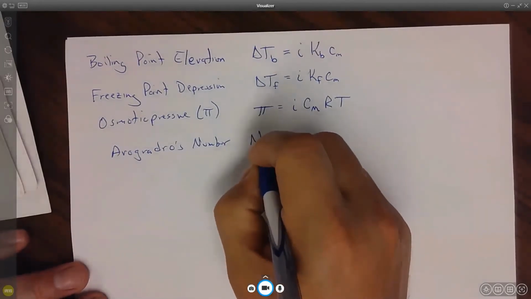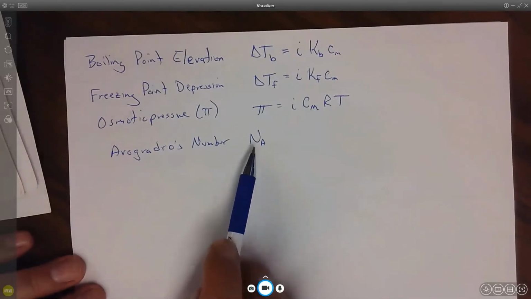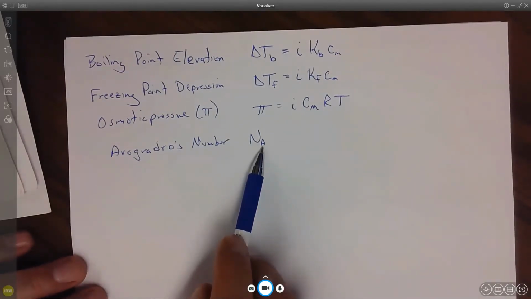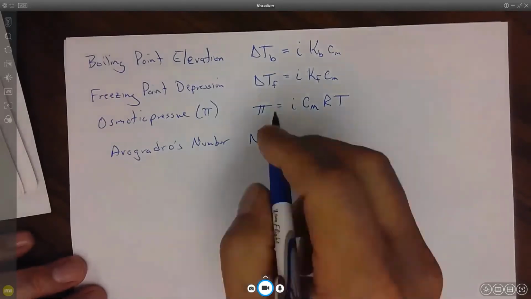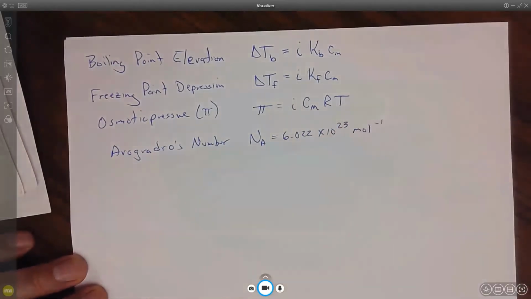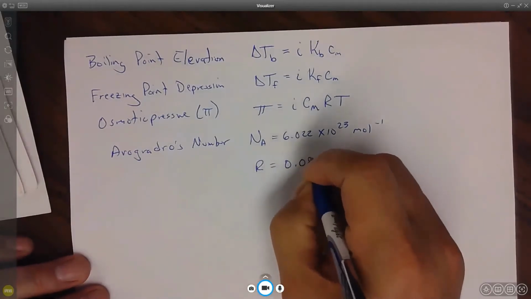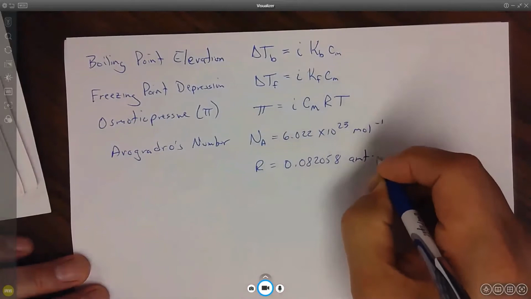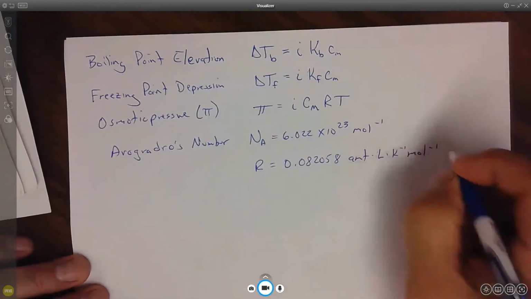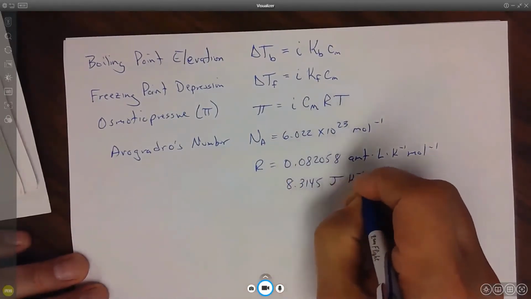And then we have Avogadro's number, which we give the variable, again, all the variables are italic. I can't write italic. So that's N subscript capital A, not to be confused with Na, which would be sodium. So Avogadro's number, 6.022 times 10 to the 23rd, and it has units of per mole. Just like there's 12 per dozen, there's 6.022 times 10 to the 23rd per mole. And then the two molar gas constants that we're going to use throughout the course, the one being 0.082058 atmosphere liter per Kelvin per mole, and the other one is 8.3145 joules per Kelvin per mole.